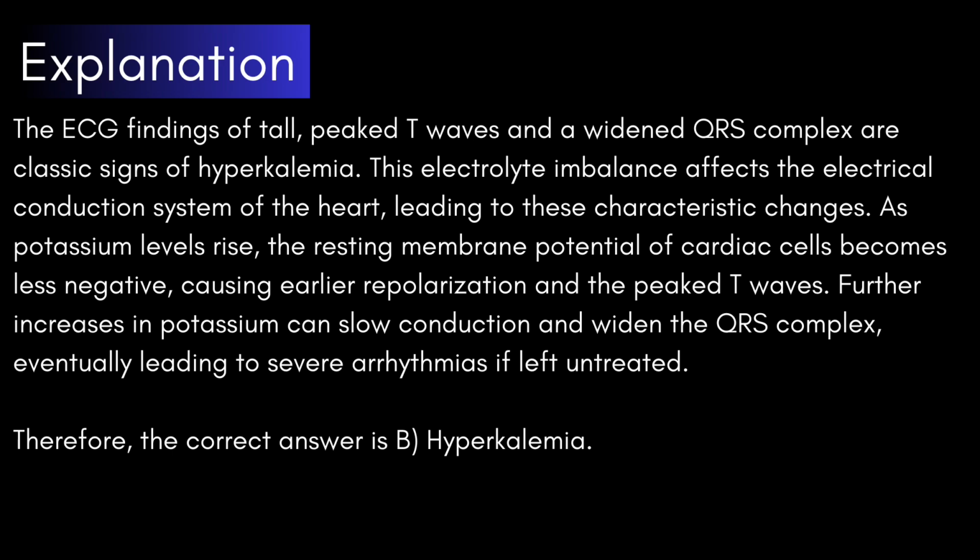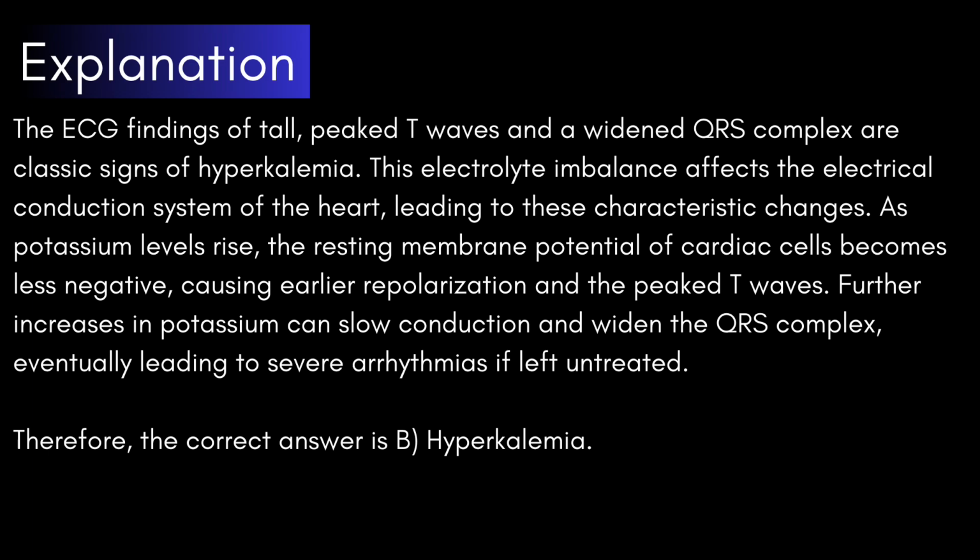of hyperkalemia. This electrolyte imbalance affects the electrical conduction system of the heart, leading to these characteristic changes. As potassium levels rise, the resting membrane potential of cardiac cells becomes less negative, causing earlier repolarization and the peaked T waves. Further increases in potassium can slow conduction and widen the QRS complex, eventually leading to severe arrhythmias if left untreated. Therefore, the correct answer is B, hyperkalemia.